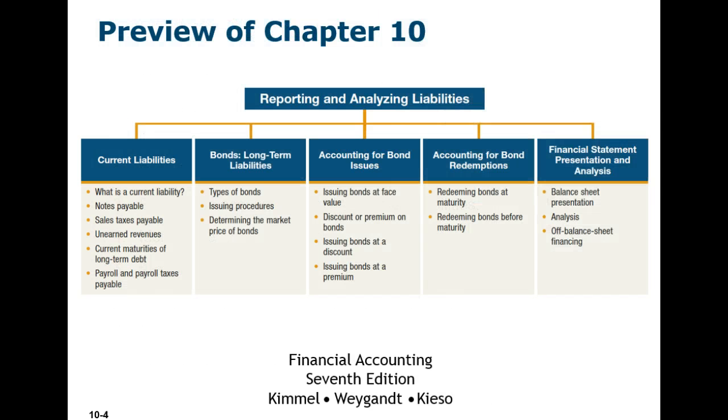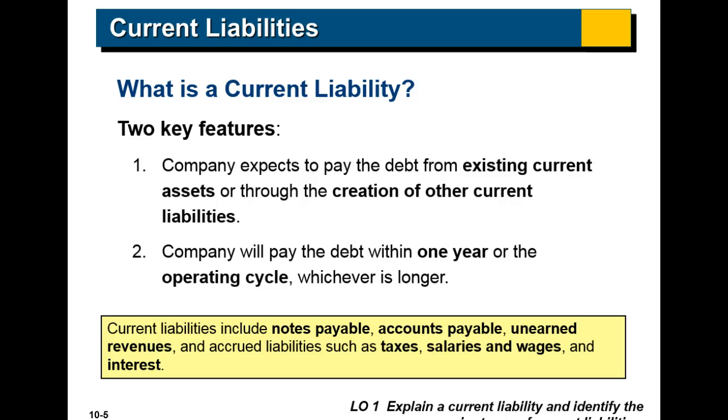Okay, so let's start talking about liabilities. A current liability is an obligation that the company expects to pay from existing current assets or through the creation of other current liabilities. So it's an obligation that's current. It's going to be paid with either current assets or by creating additional current debt. The company will pay the debt within 1 year or the operating cycle, whichever is longer.